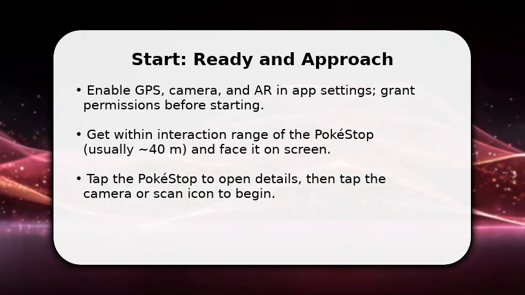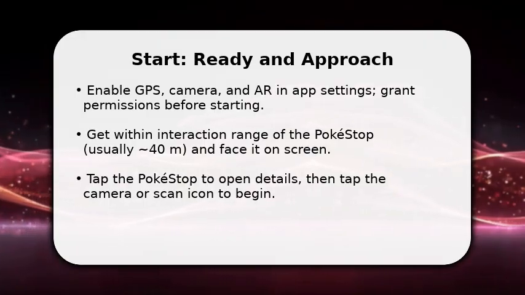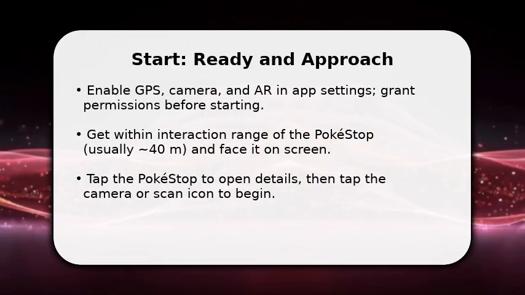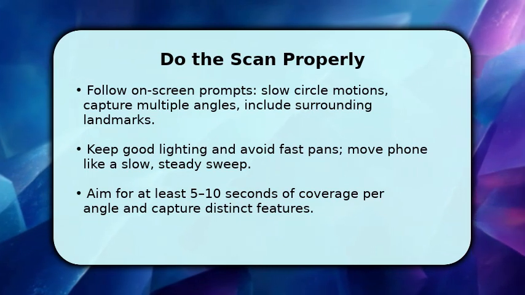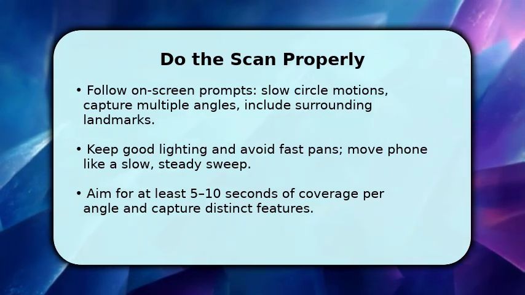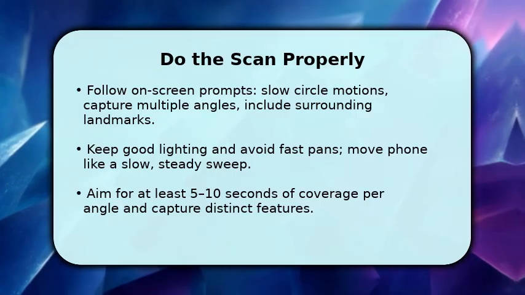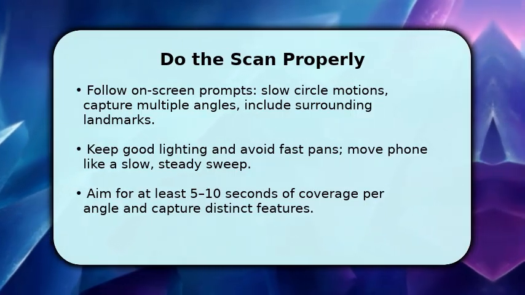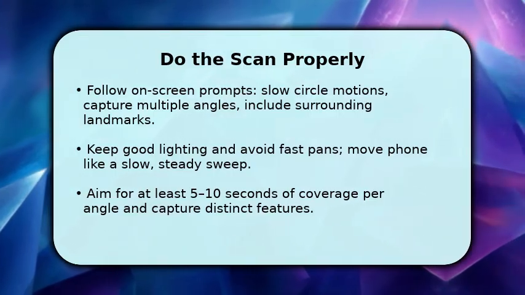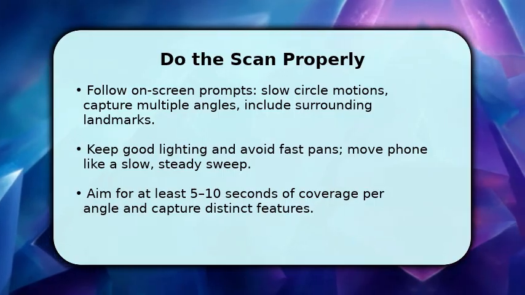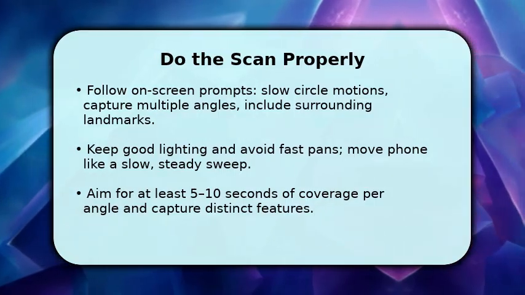Make sure your phone is steady and hold it at chest to eye level so the app can lock onto surfaces and anchors quickly. You now perform the actual capture. Move the phone slowly in a circular arc to record different angles, because the algorithm stitches multiple viewpoints into a stable 3D representation. Make sure to include nearby objects and textures. That's why landmarks help the system match the stop reliably.